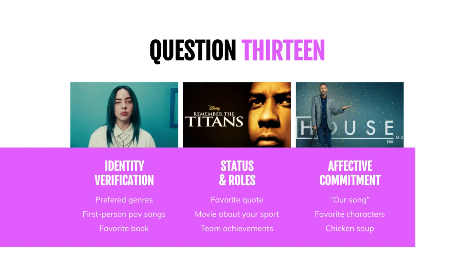So, like for identity verification, thinking of maybe your preferred genres of music or movies. So, you see yourself as a risk taker. And so you tend to watch more action movies. And thinking of first person point of view songs, which ones do you prefer, and what sort of message are they saying about you and the identities and the roles that you occupy.